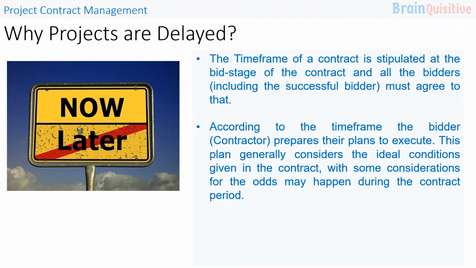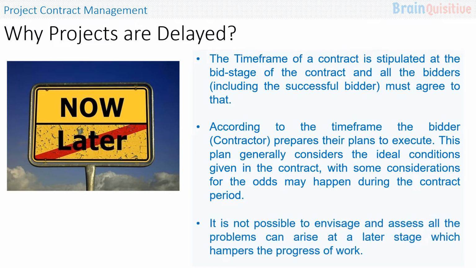This plan generally considers the ideal conditions given in the contract, with some considerations for the odds which may happen during the contract period. Now, it is not possible always to envisage and assess all the problems which can arise at a later stage, which hamper the progress of the work. The project may be 24 months, 36 months, or maybe more than that in some cases. So, at the bid stage, it is not possible always to assess what are the problems, what are the odds which will happen during the tenure of the contract, which is even years in some cases.